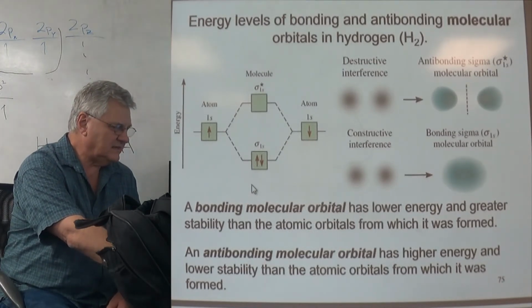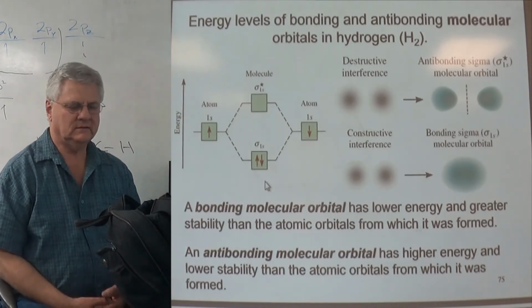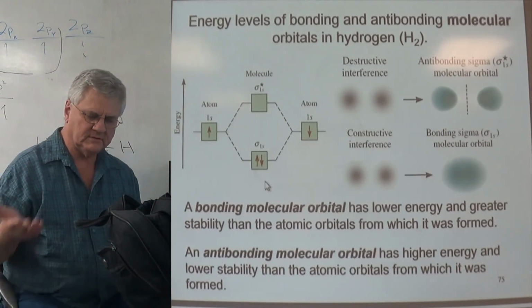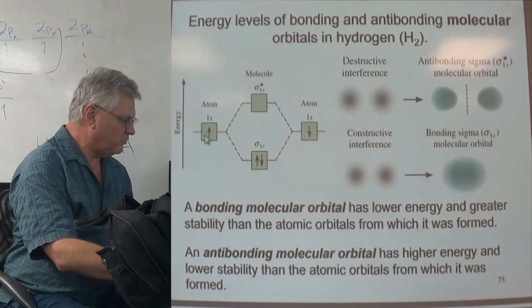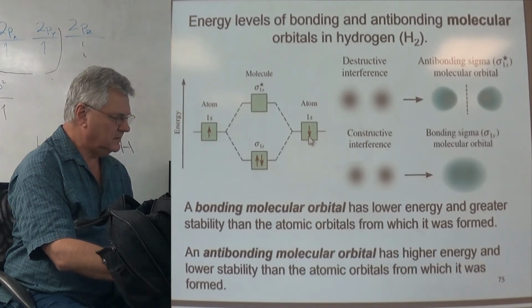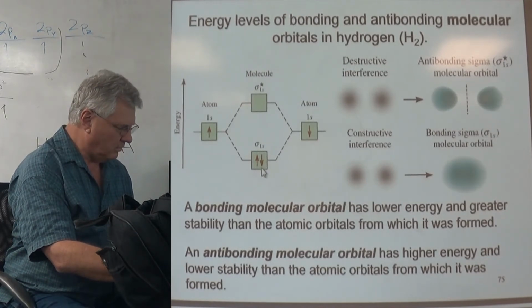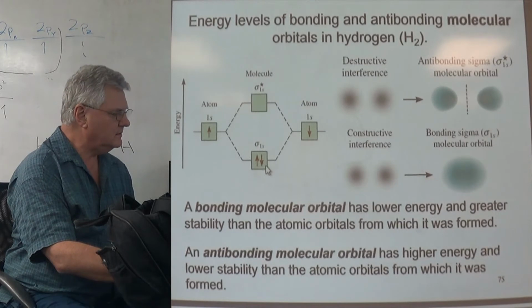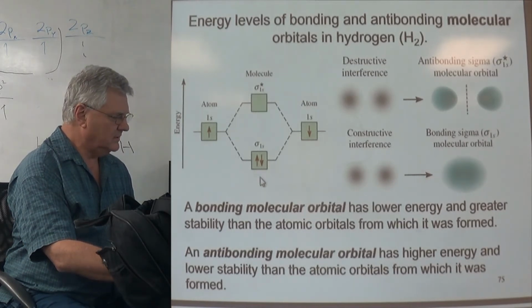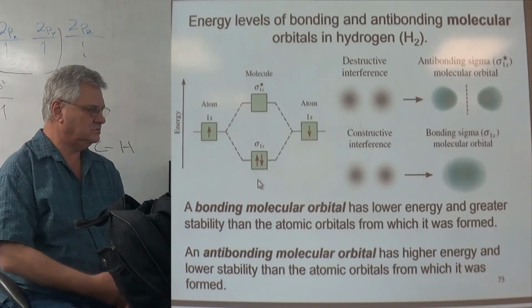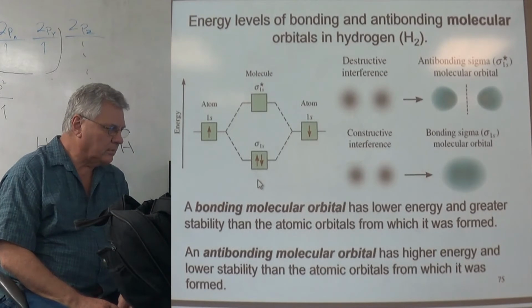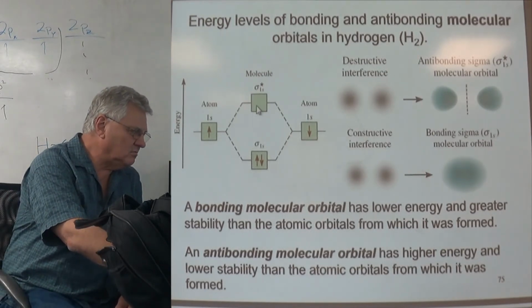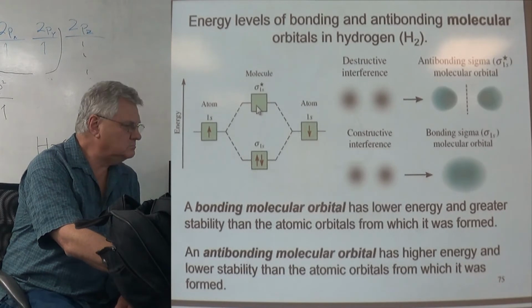Just like the Aufbau principle, when we were talking about electron configurations, we filled orbitals from the lowest energy and worked our way up. And here we have one electron from one hydrogen atom and another electron from the second hydrogen atom. And so we put both of them with opposite spin in the lowest energy orbital. Now you see when we bring two hydrogen atoms together, we have two electrons in a bonding orbital, and we don't have any electrons at all in the anti-bonding orbital.